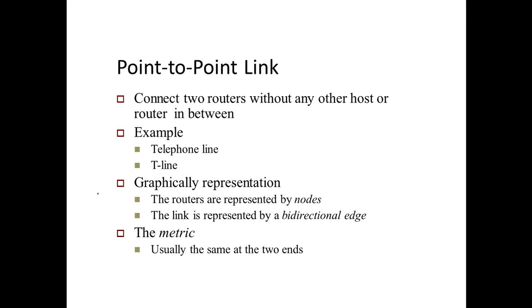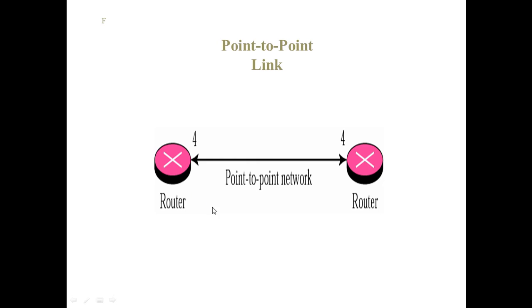So you see that you have a direct connection between two devices or two routers without involving any other host. You can take the example of a telephone line or T line. Routers are represented by nodes, and this link is represented by a bidirectional edge. Usually the metric is the same at the two ends. Both these devices should have the same metric. This is your point to point.